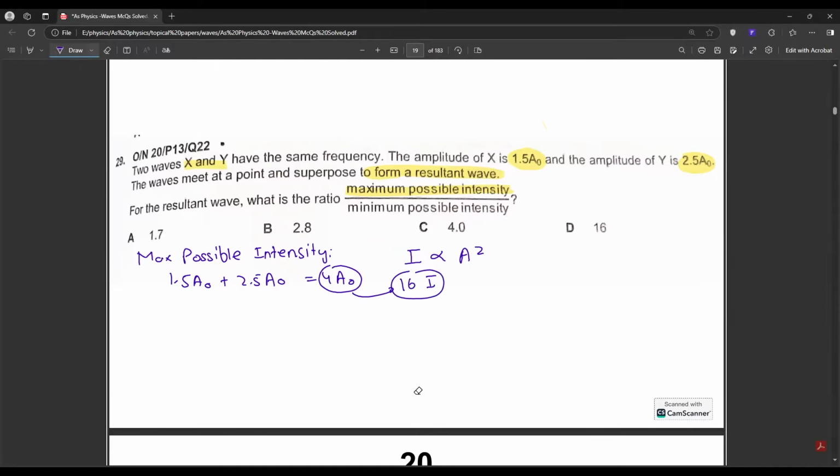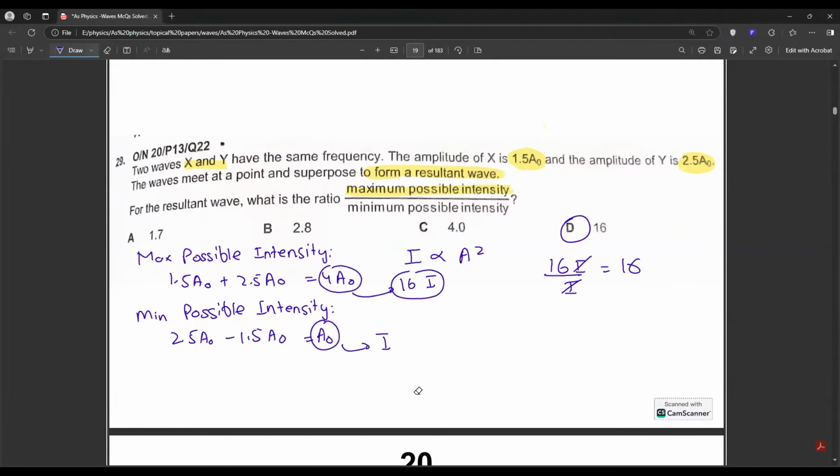Perfect. And for minimum possible intensity, what will we have? For minimum possible intensity, our amplitudes will get subtracted. 2.5 a naught minus 1.5 a naught comes out to be a naught. If your amplitude is a naught, minimum possible intensity will be I. Let's divide both of them. Maximum is 16I, minimum is I, they cancel out. 16 is your answer. D is your answer. Perfect. Let's further move ahead.